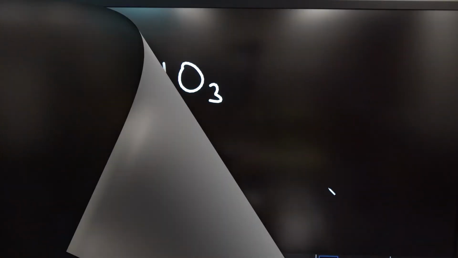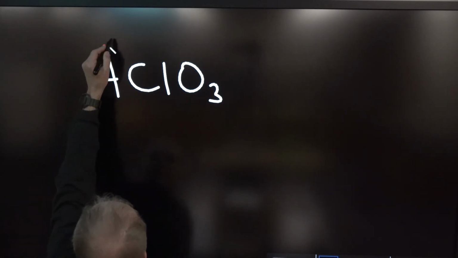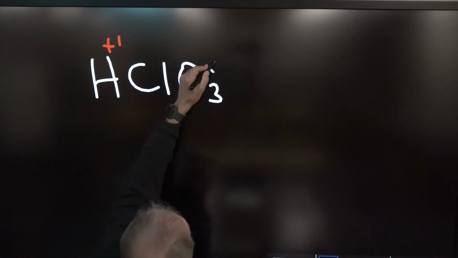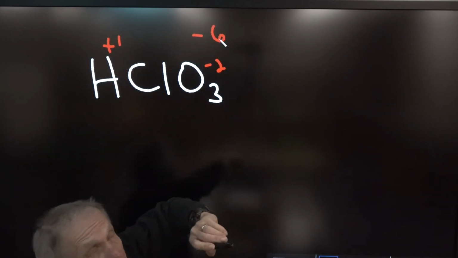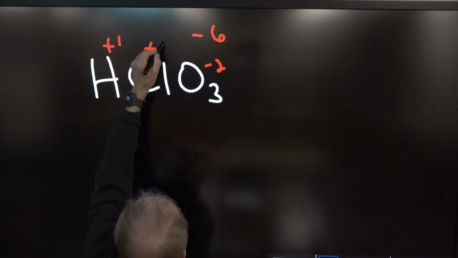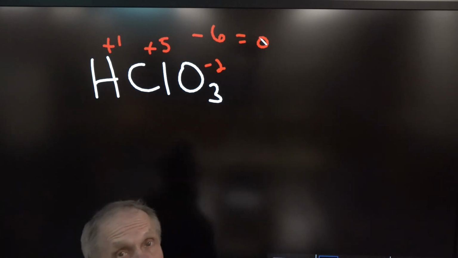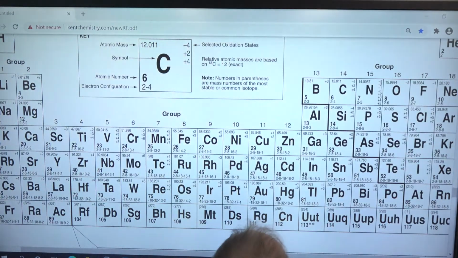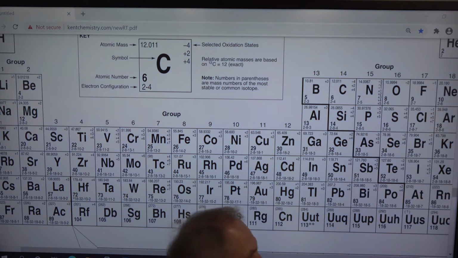All right. The next one is HClO3: H is +1, oxygen is -2 for a total of -6. So a +1 and -6, chlorine should be a +5 to equal 0. So let's see if chlorine has a +5. There's chlorine, and yes, it's got a +5. Okay? All right.